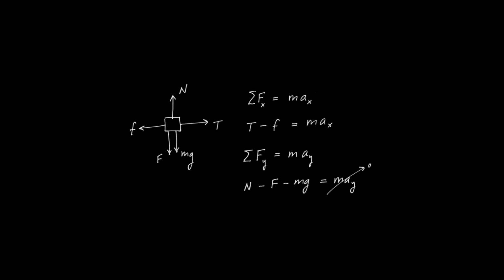Along the y-axis, I know that it doesn't accelerate vertically. So when I write the sum of the forces along y is equal to the mass times the acceleration along the y-axis, I'm going to write the normal force upward as a positive force, both F and mg downward as negative forces. And I set that equal to the mass times the vertical acceleration. But that vertical acceleration is in fact equal to 0.